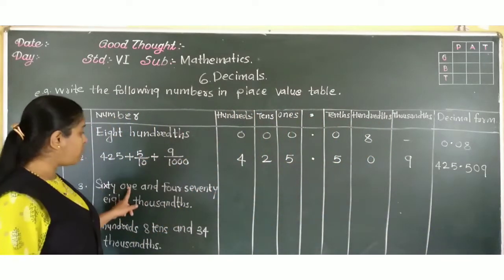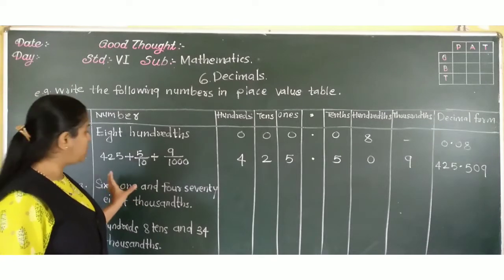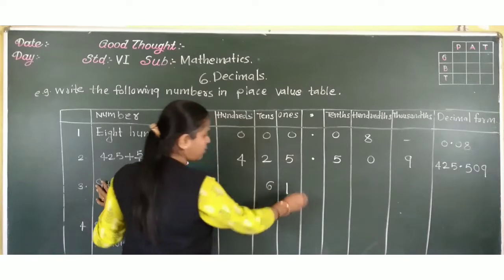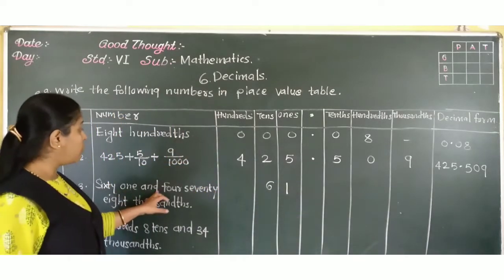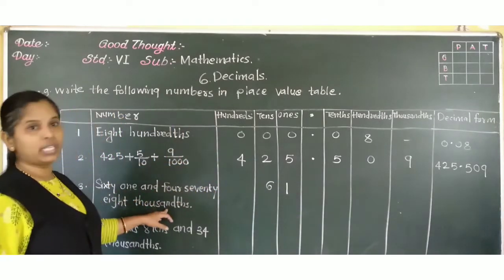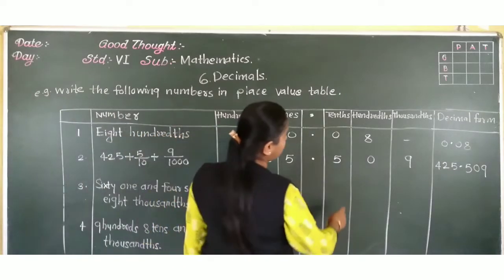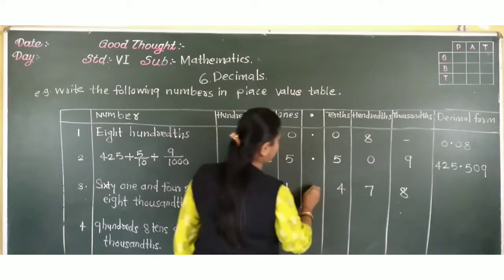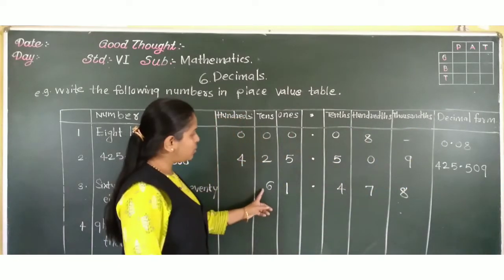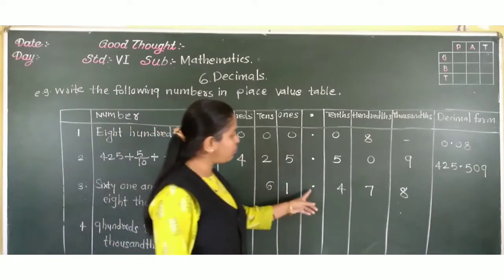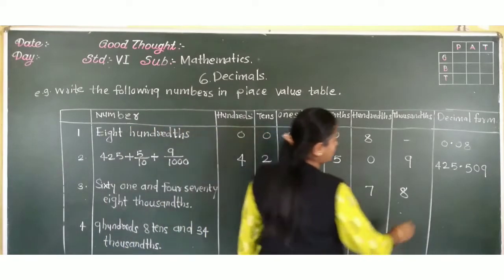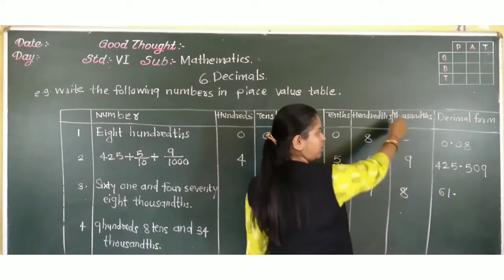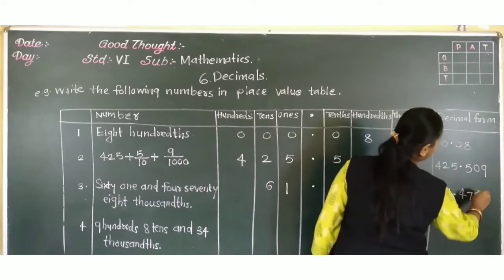Next, 61. 61 means this is the whole number. 60 means 6 tens. 61. Okay, and 478 thousandths. See here, how many? 478 thousandths are there. So how to write it? 61.478. 61 and 478 thousandths. Okay.